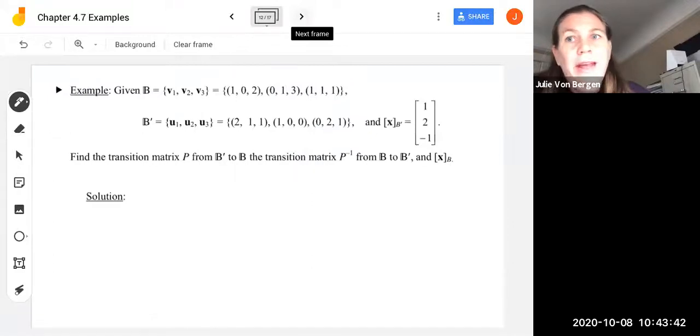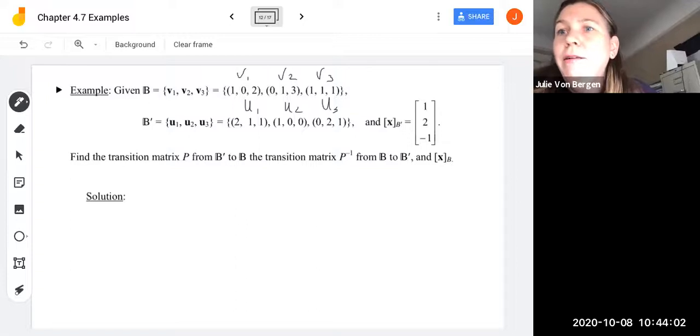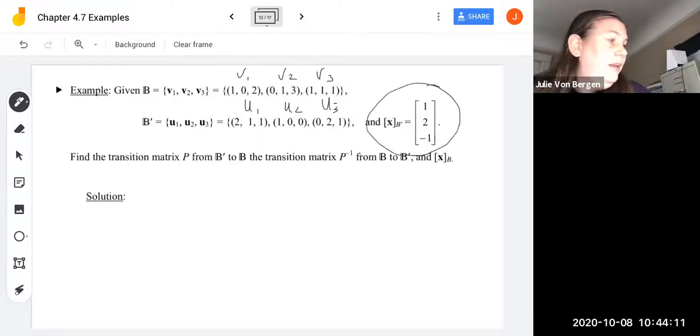So here's another example. Now we're going to go from B to B prime. So they're both non-standard bases here. So B is V1, V2, V3 here. And B prime is U1, U2, U3 here. So none of them are standard bases. And then our x B prime is 1, 2, and negative 1. So we want to find the transition matrix and then use it to find x B in the original basis B. So now we're going in the opposite direction.